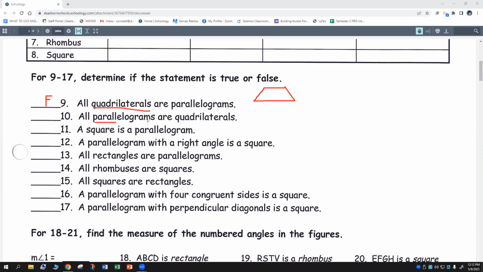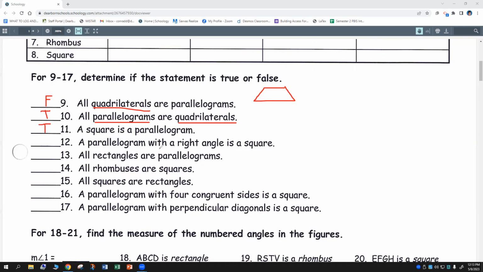All parallelograms are quadrilaterals. Yes, a parallelogram has 2 pairs of opposite sides that are parallel. So it's going to have a total of 4 sides. So it has to be a quadrilateral. That's true. A square is a parallelogram. Yes, a square is defined as a parallelogram with 4 right angles and 4 congruent sides. So a square has to be a parallelogram.